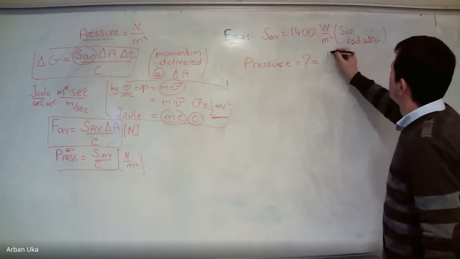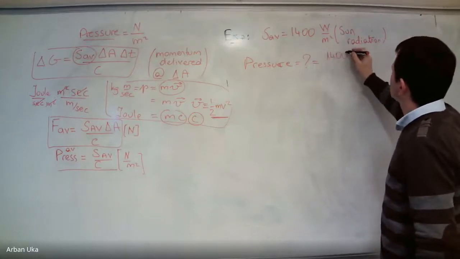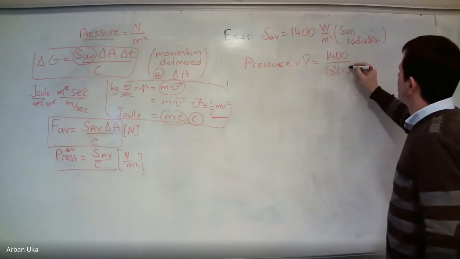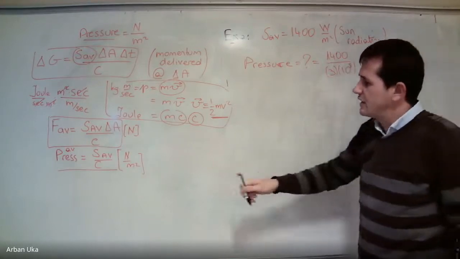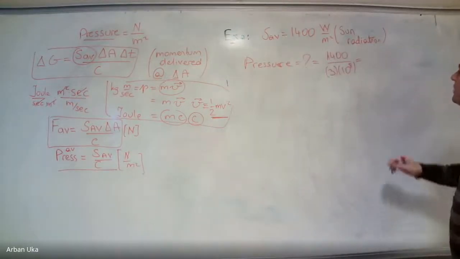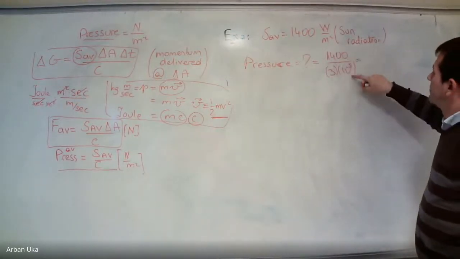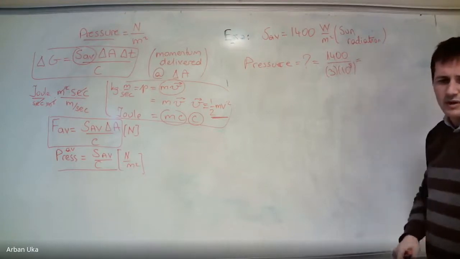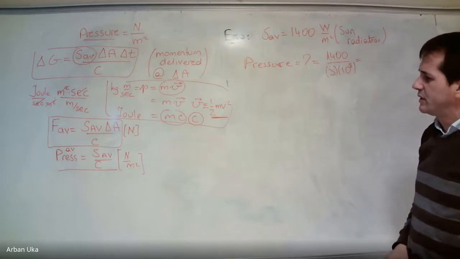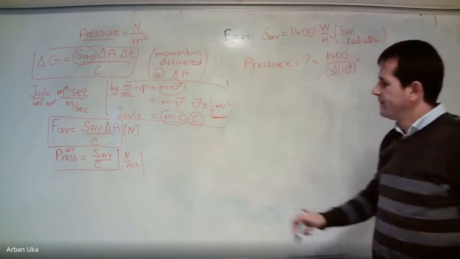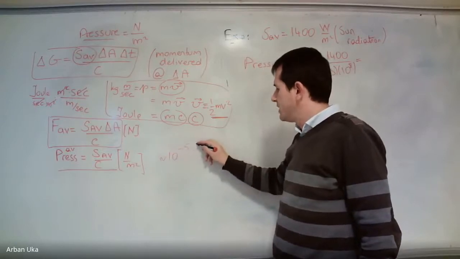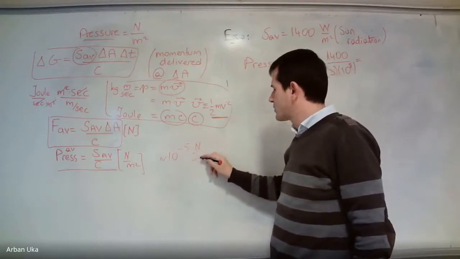So here we have 1400 watt divided by 3 times 10 to the power 8, because this is the speed of light. Finally, we have 10 to the power 3 divided by 10 to the power 8. We should get a number approximately 10 to the power minus 5, and the unit would be Newton per meter square. So it's a number approximately 10 to the power minus 5 Newton per meter square.